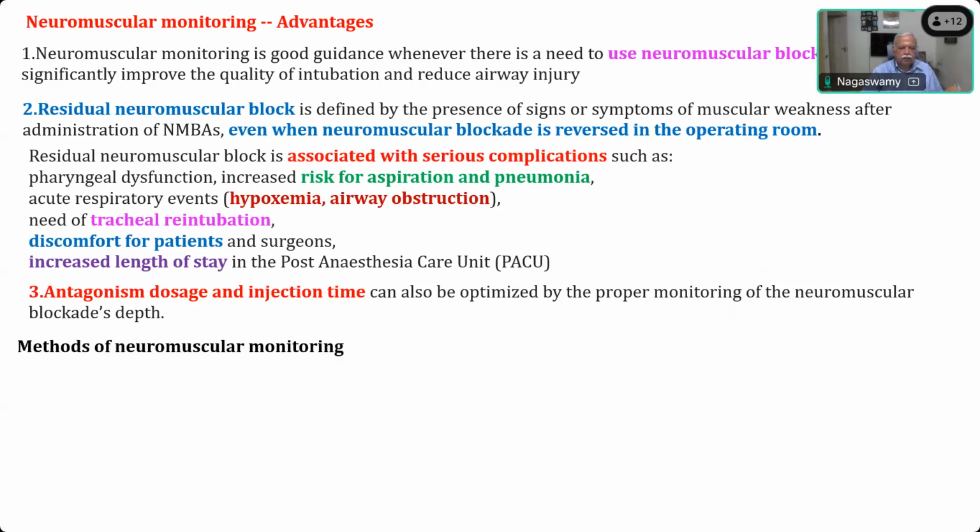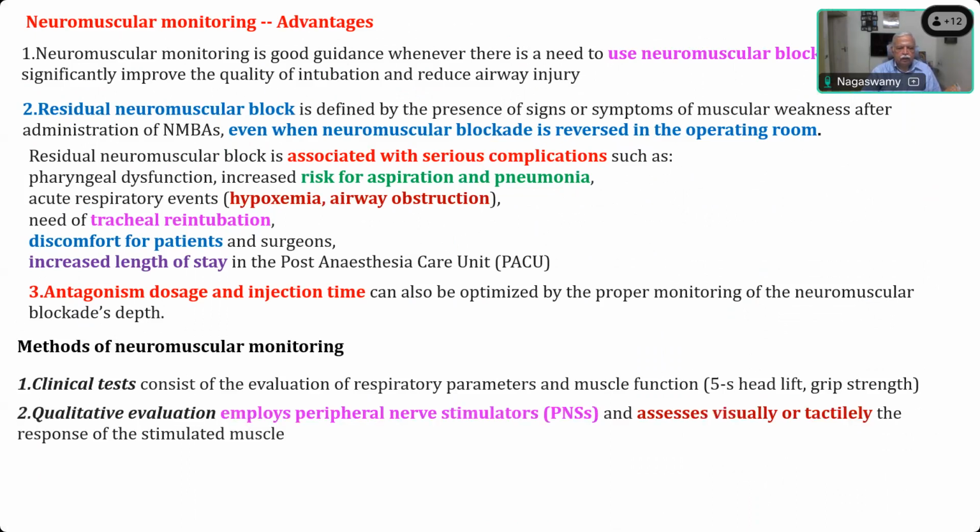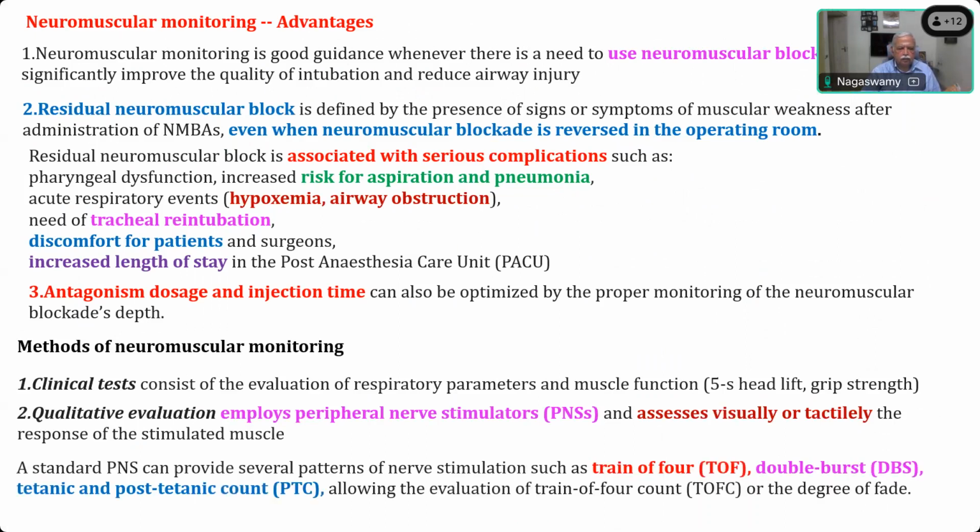And the methods of neuromuscular monitoring, you can first classify them into clinical tests consisting of evaluation of respiratory parameters and muscle function, that is 5 seconds head lift and hand grip. Then you can classify them into qualitative evaluation, which employs peripheral nerve stimulation and assesses visually as well as tactilely the response of the stimulated muscle.